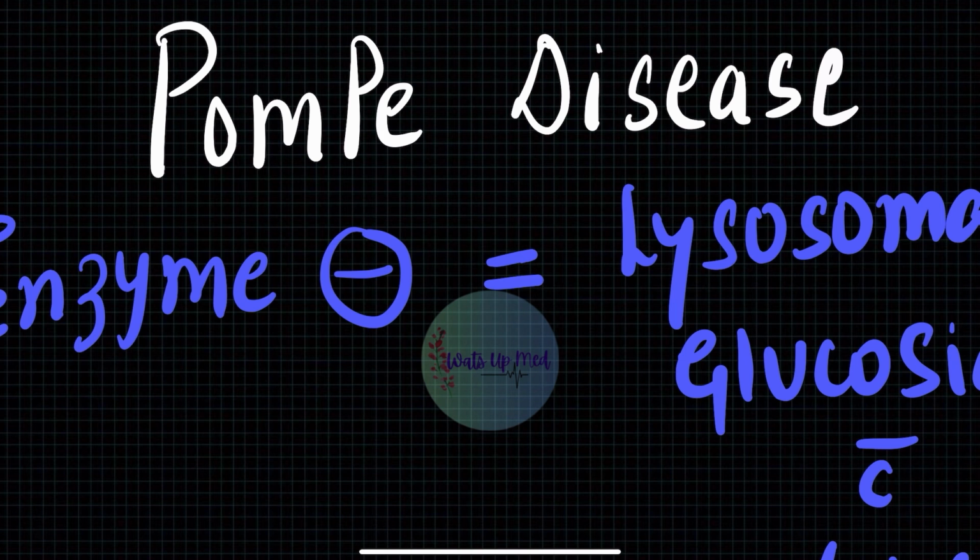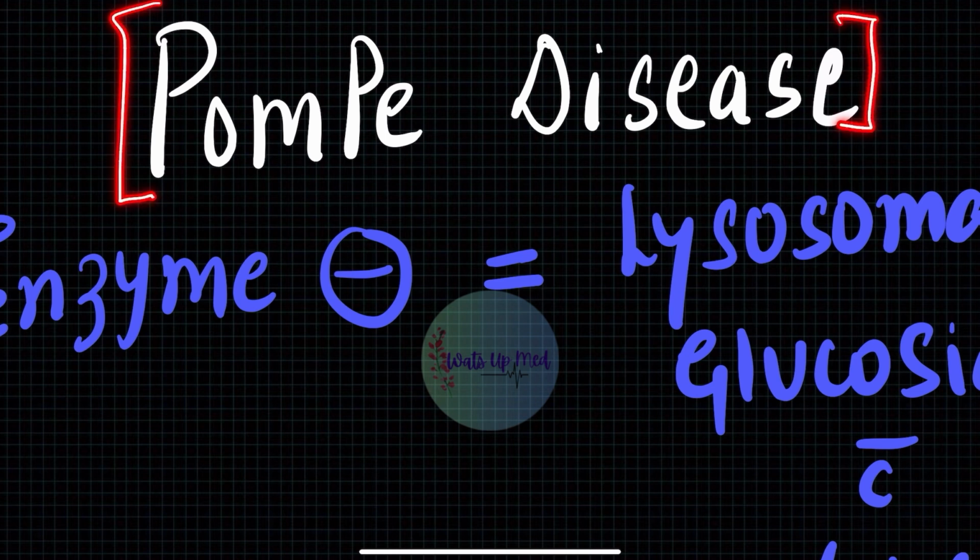Today's topic is going to be about Glycogen Storage Disease Type 2 and Type 3. Type 2 Glycogen Storage Disease is also known as POMPE disease and Type 3 is also known as CORI disease. So let's start with Glycogen Storage Disease Type 2 aka POMPE disease.